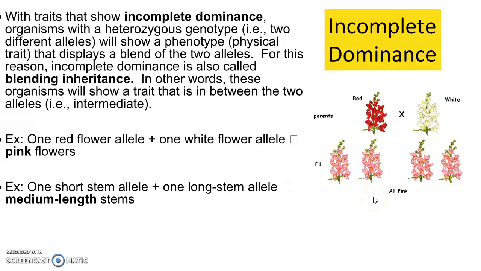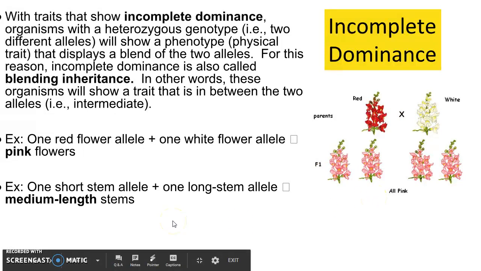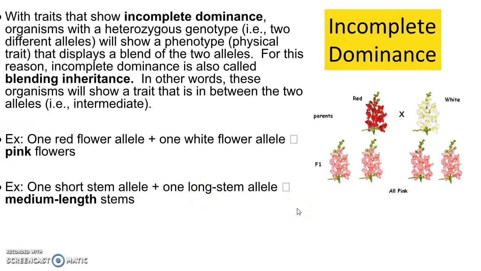Another example would be if we had two alleles, one for short stems and one for long stems. And if you get both of them, you have a medium length stem. So a blend of the two, intermediate between the two.